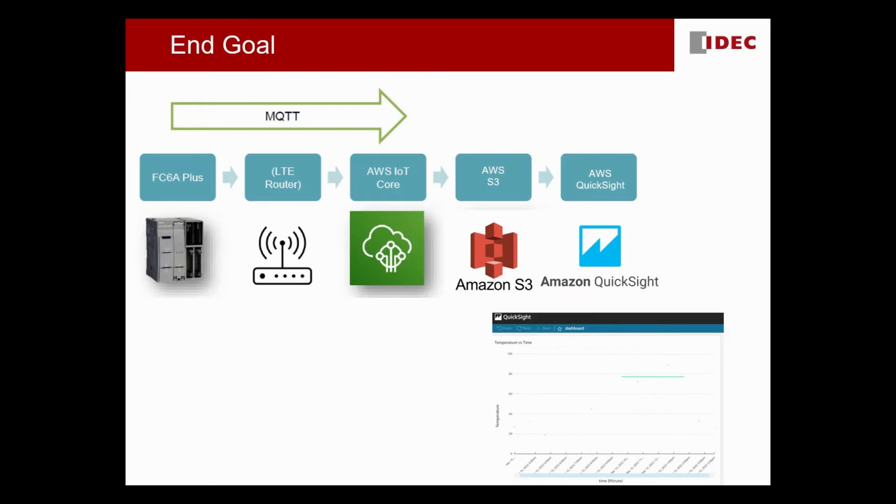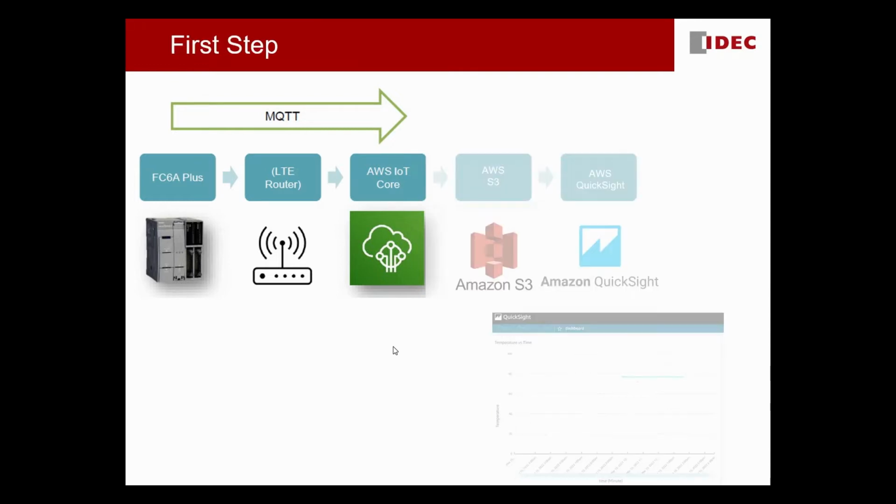In today's tutorial, we're going to see how to bring the data from our PLC FC6A Plus all the way to display on the dashboard from AWS called QuickSight. To achieve this, it mainly involves 3 steps.